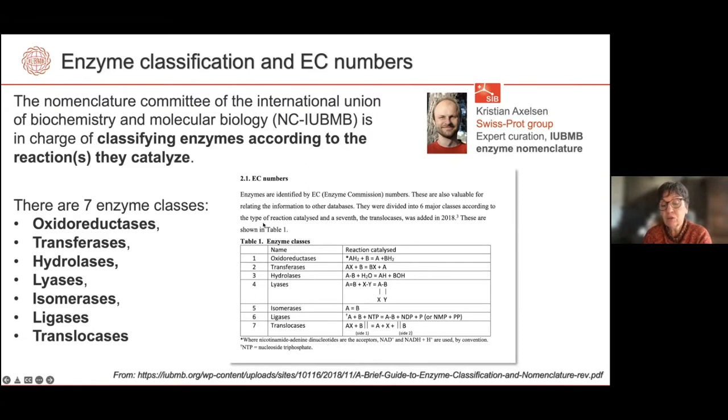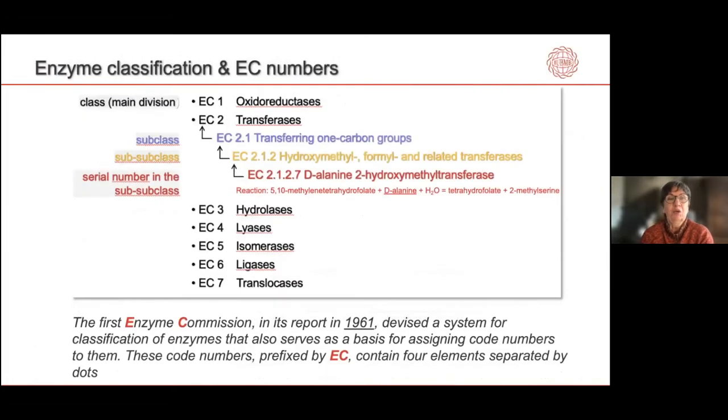On this part, you have the main reactions that are catalyzed by these enzyme classes. Excuse me. Okay, so the first Enzyme Commission was in 1961, so more than 60 years ago. They devised a system for classification of enzymes, and this system must also serve as a basis for assigning code numbers to the enzymes. So this is the origin of the EC number.